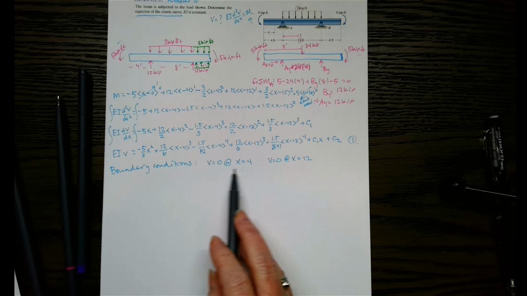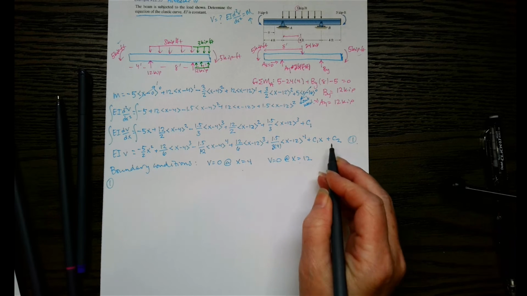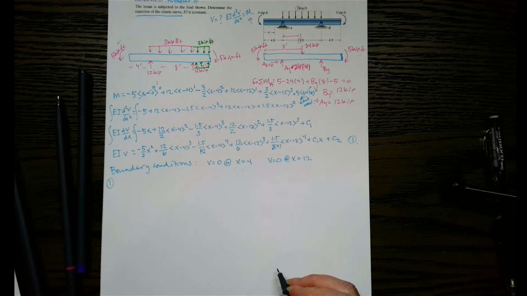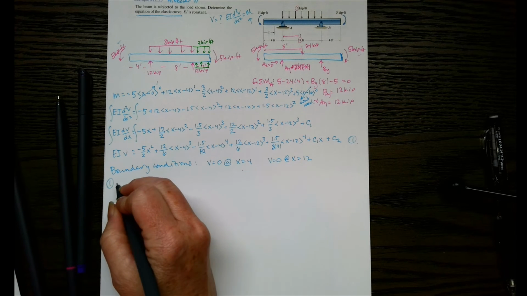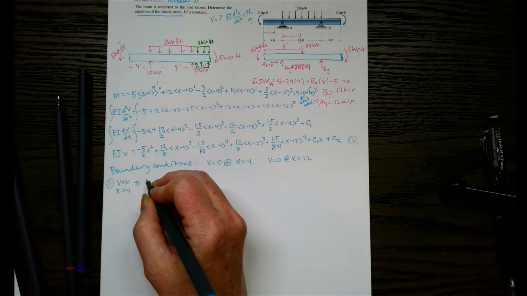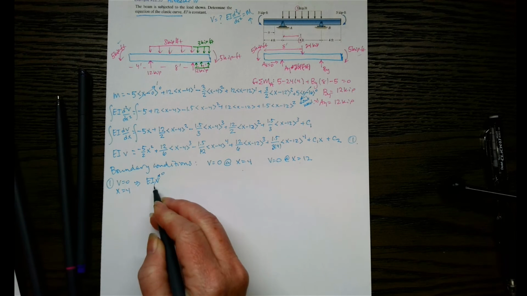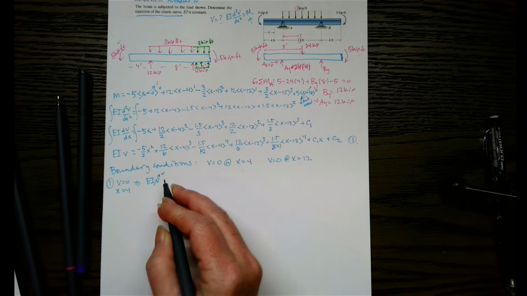So what we're going to do is use these values in equation 1, and then that will allow us to get C1 and C2. Okay, so let's do that. So let's do v equals 0 at x equals 4 first. All right, so the left-hand side goes to 0 because we have EI times v, but v is 0.